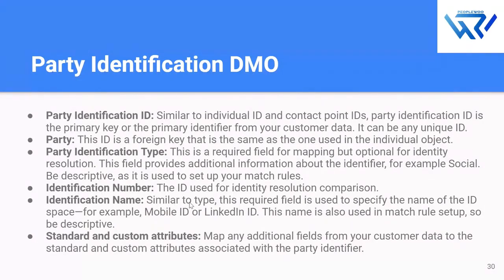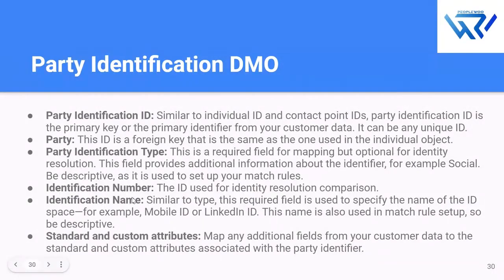Identification name is similar to type. This required field is used to specify the name of the ID. For example, is it a mobile ID, a LinkedIn ID, or a driver's ID? So all these are some of the attributes you have to define whenever you are doing some mapping.